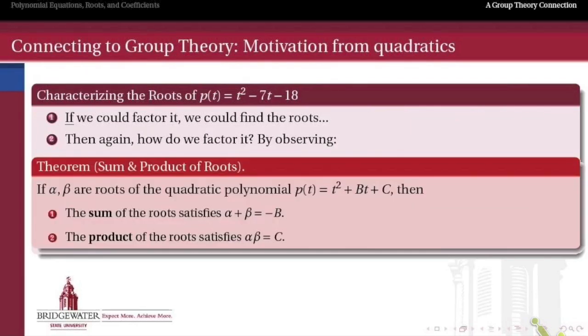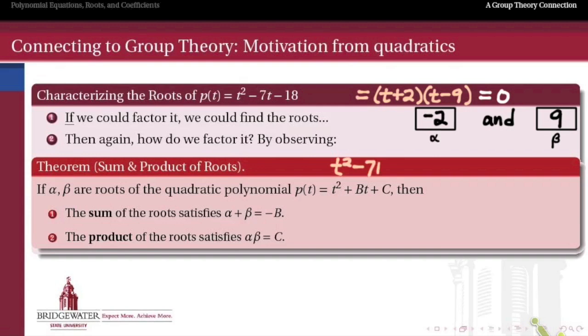Well, you've probably jumped ahead of me and noticed that how we factor is that we look for a pair of integers, if it exists, whose sum is equal to negative 7 and whose product is equal to negative 18. And that actually leads us to a theorem about quadratic equations: if alpha and beta are both roots of a quadratic polynomial t squared plus bt plus c, then if I add those roots together, I get the opposite of b, and if I multiply them together, I get c.